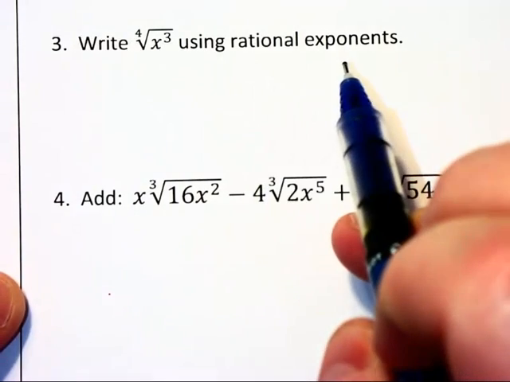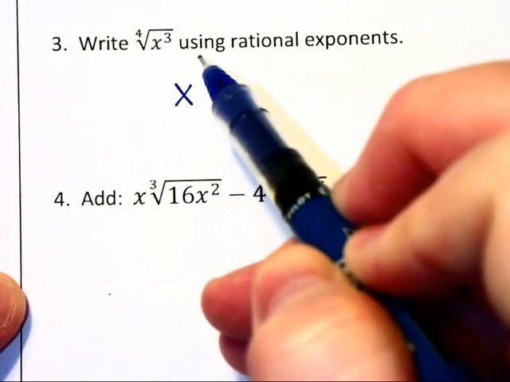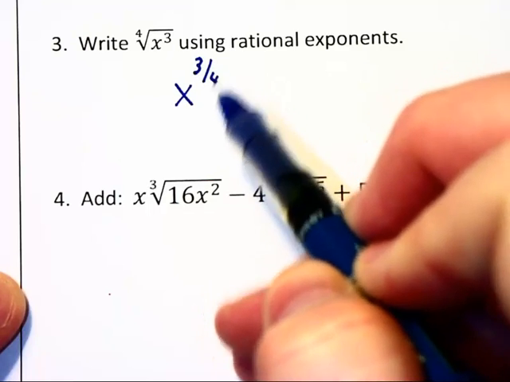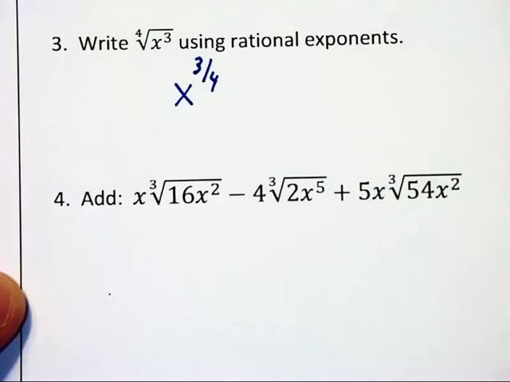Rational exponents is another way of saying fractional exponents. This can be rewritten as x to the 3/4. The numerator represents the power, the denominator represents the type of root.